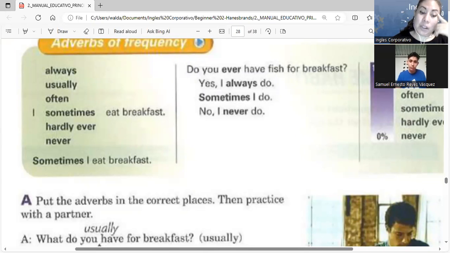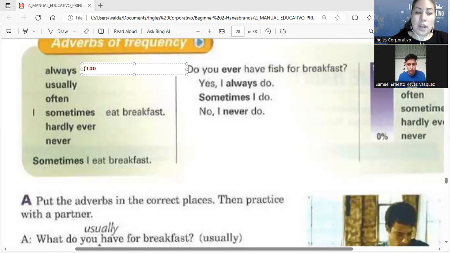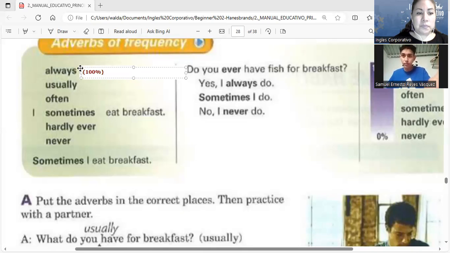So this is something that we learned last class. Do you remember this? We started looking at this vocabulary. Yes. Okay, so just like a review. Always is a word that we use when we are talking about something that is 100% of the time. And usually is how much? What's the percentage? 85%, I think. Yeah, we can say that it's like 80%. Let's say it's about 80%.